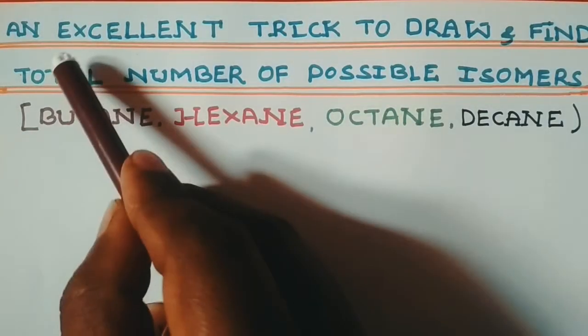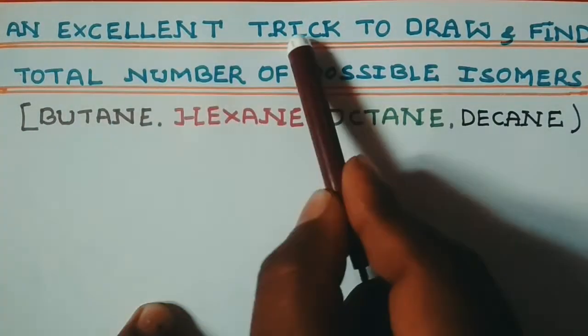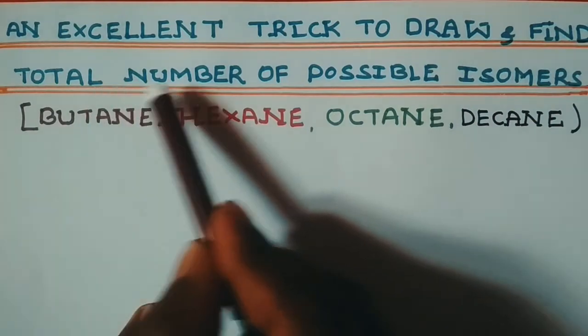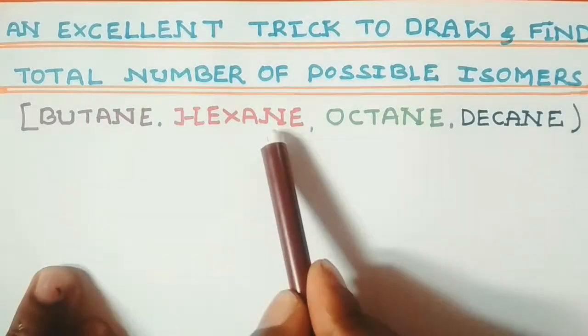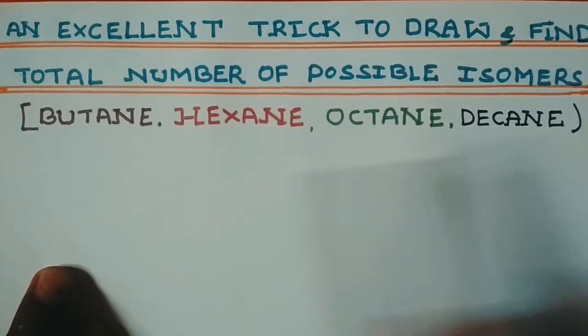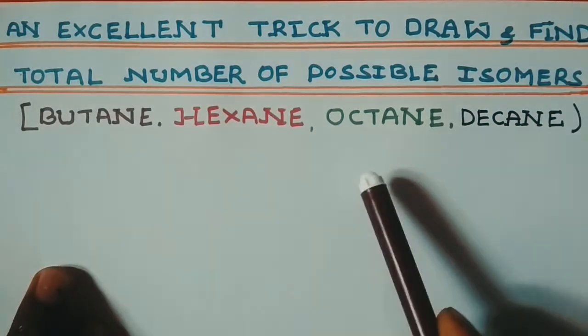Students, today I am going to teach you an excellent trick to draw and find the total number of possible isomers in alkanes, that is butane, hexane, octane, decane. Today I will show you from methane to decane.